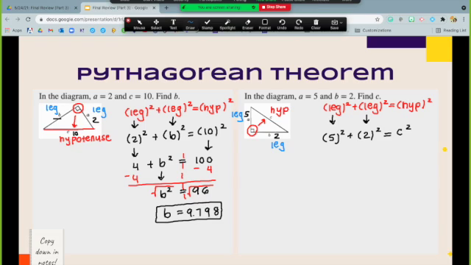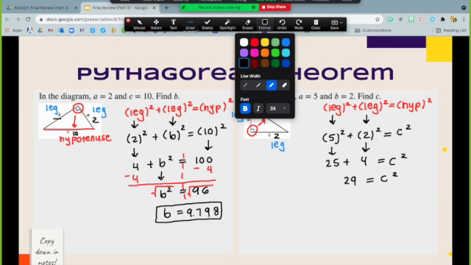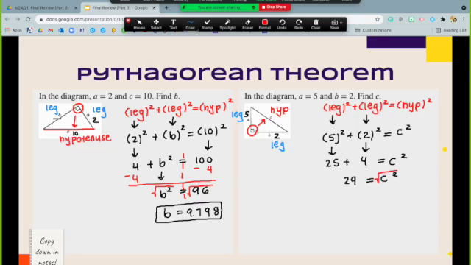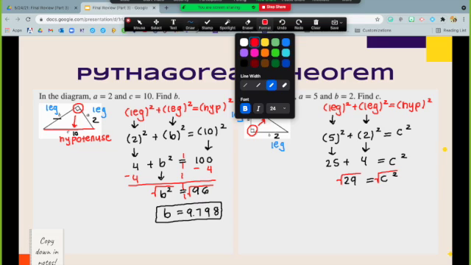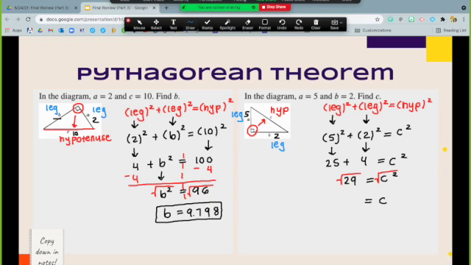So right here, 5 to the power 2 equals 25. 2 to the power 2 equals 4. And we have here C to the power 2. 25 plus 4 equals 29. And that's supposed to equal C squared. Again, I want to get rid of that square, so I'm going to square root both sides of the equation. That way, I'm just left with C equaling something. So C equals the square root of 29, which is 5.385. That would be my final answer.